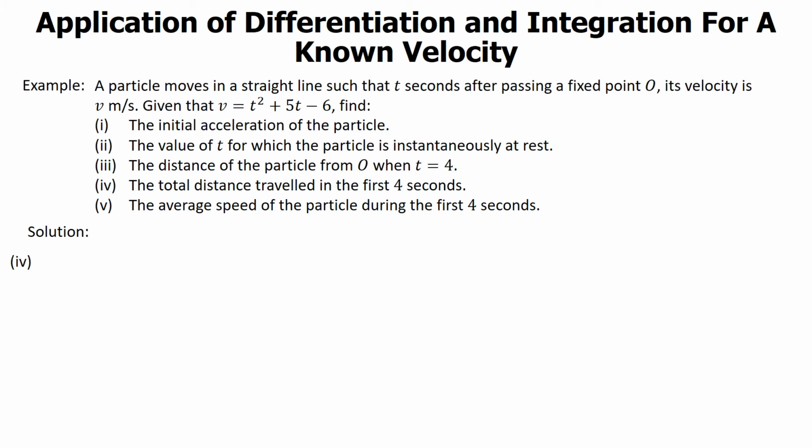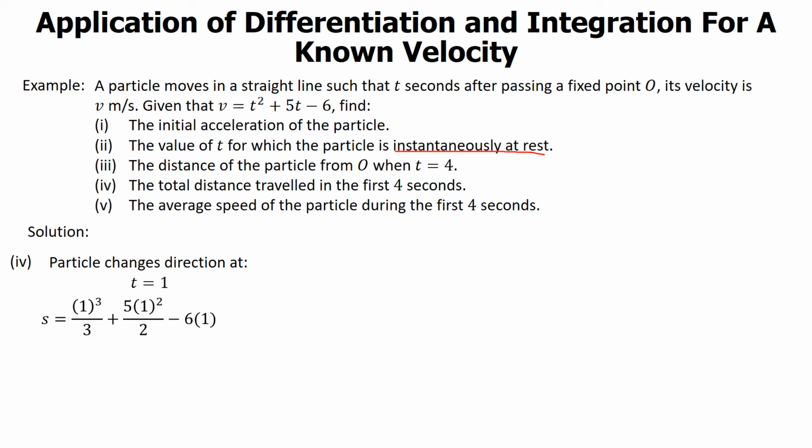Here is the solution for part 4. To find the total distance traveled in the first 4 seconds, first we need to know when the particle changes its direction. So the particle changes its direction at t equals 1, because in the previous calculation, we know that the particle is instantaneously at rest when t equals 1.